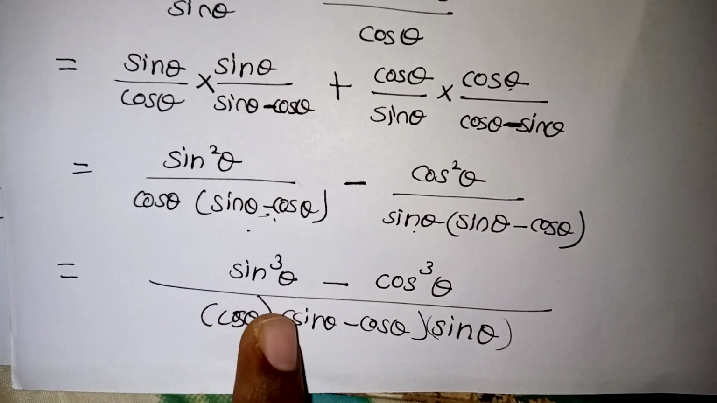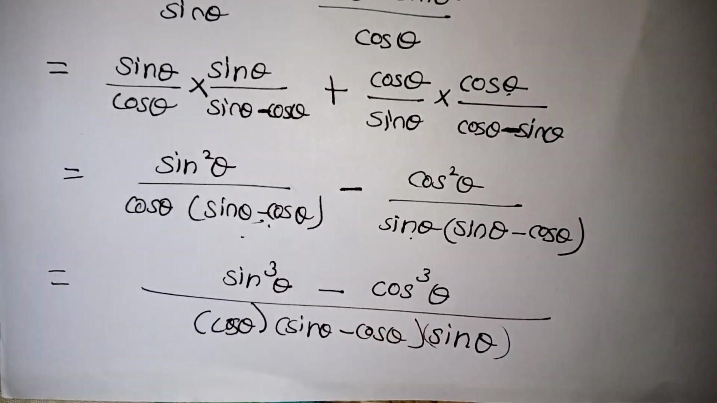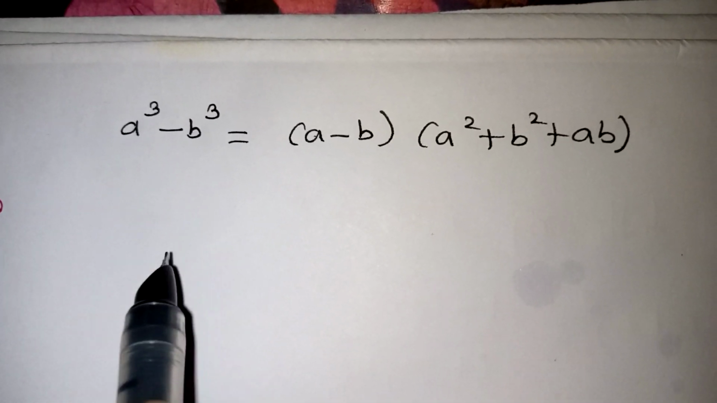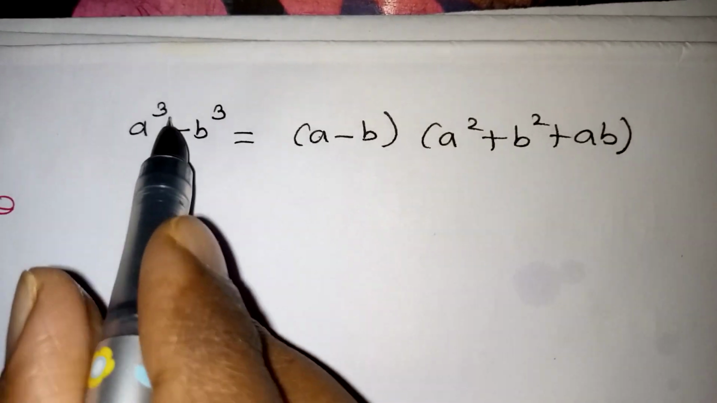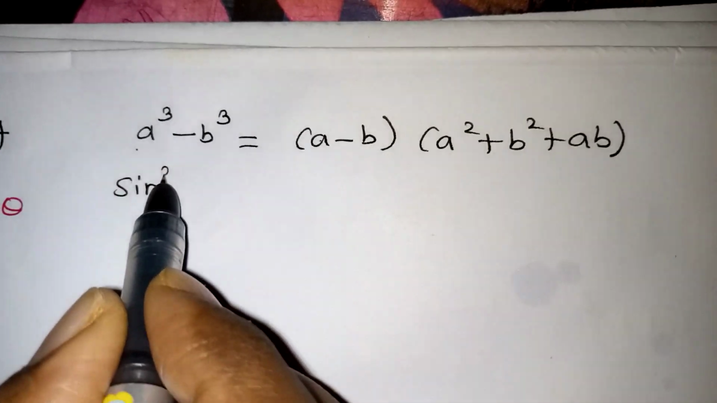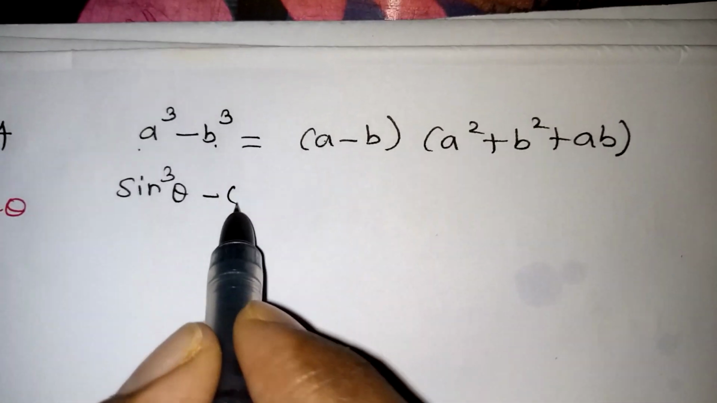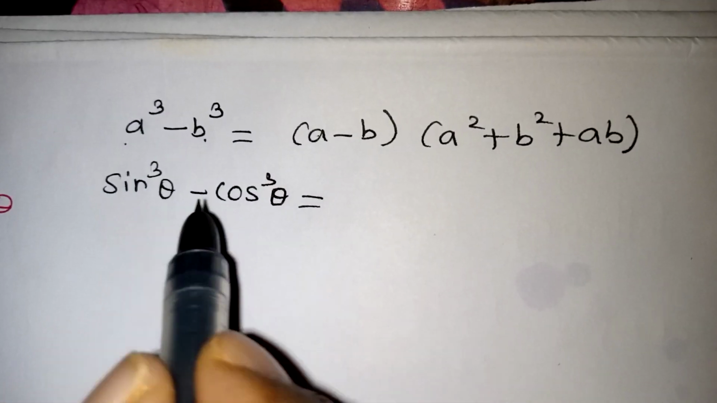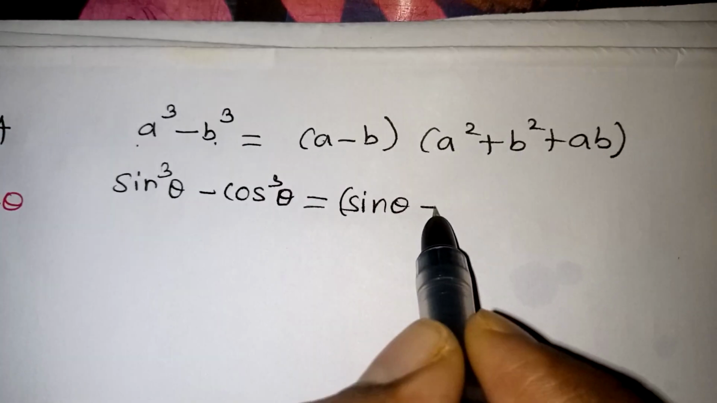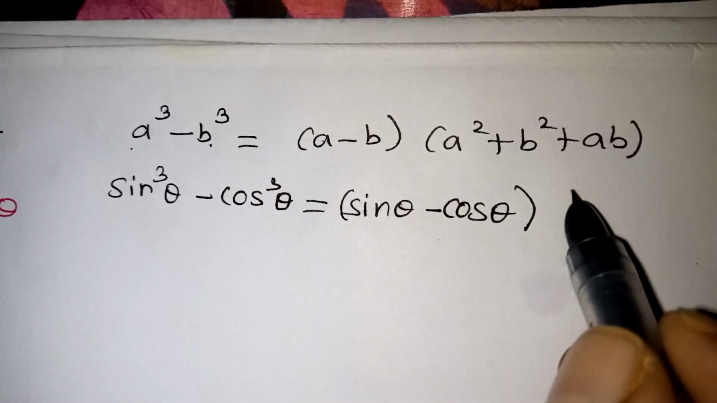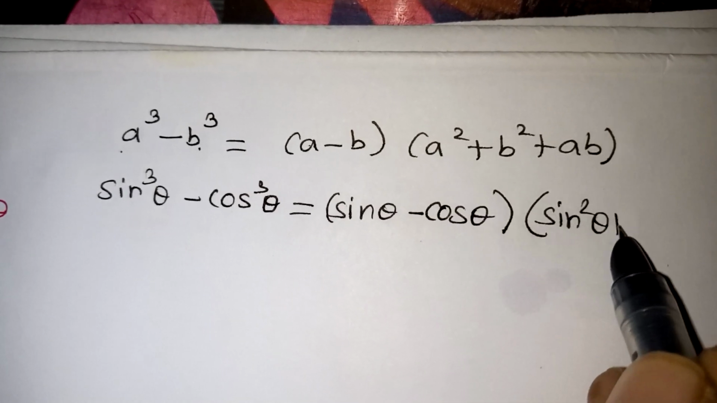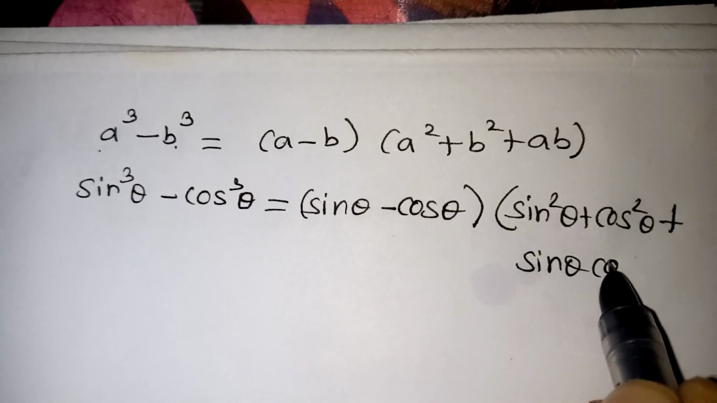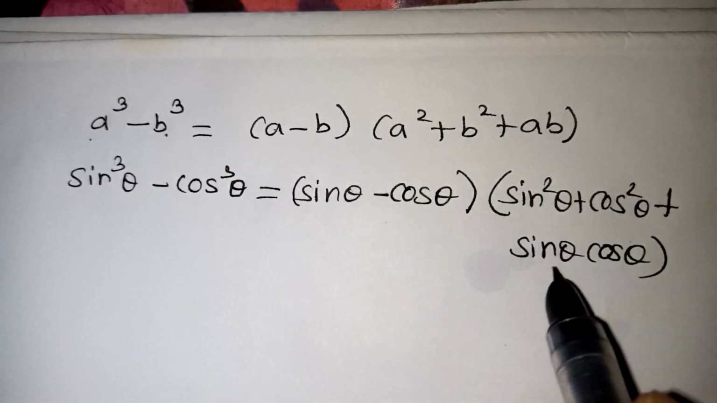Now look at the numerator, that looks like a cube minus b cube. A cube minus b cube formula. So this is your a cube minus b cube formula. So in the place of a cube we have the sin cube theta, and in the place of b cube we have cos cube theta. So here we are going to apply, wherever we are getting a I am going to take it as sin theta, wherever we are getting b, that will be the cos theta, and here sin square theta plus cos square theta plus sin theta cos theta we can write. This is a squared plus b squared plus ab.